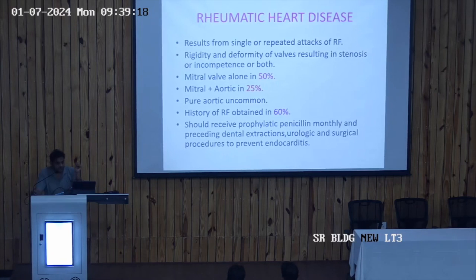Rheumatic heart disease results from a single or repeated attack of rheumatic fever, with rigidity and deformity of the valves resulting in stenosis or incompetency. The mitral valve alone is involved in more than 50% of cases, in 25% both mitral and aortic, and rarely the pulmonary valve. Pure aortic is also uncommon. A history of rheumatic fever is obtained in 60%. So history is important; it gives you a clue to rheumatic fever or rheumatic carditis if the patient has had throat infections.